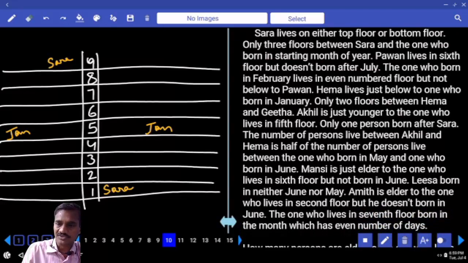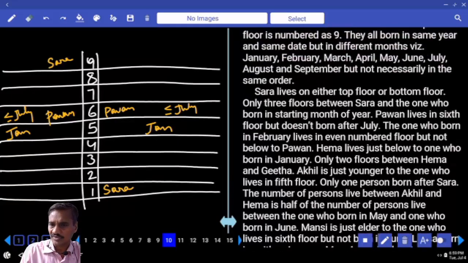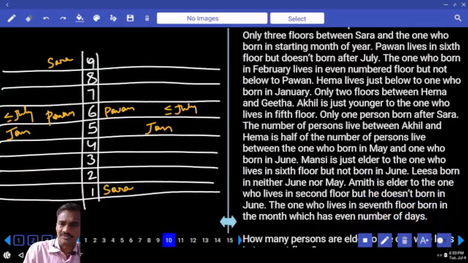And Pavan lives on the 6th floor. And where is this Pavan? Now Pavan lives on the 6th floor, but does not born after July. This Pavan must be born before or in the month of July. Either July or before July, but not after July. Then what are the months we have? Jan, Feb, March, April, May, June, July, August and September.